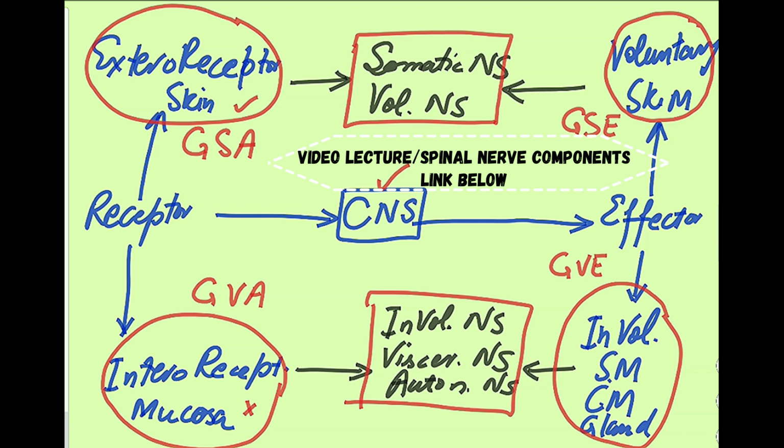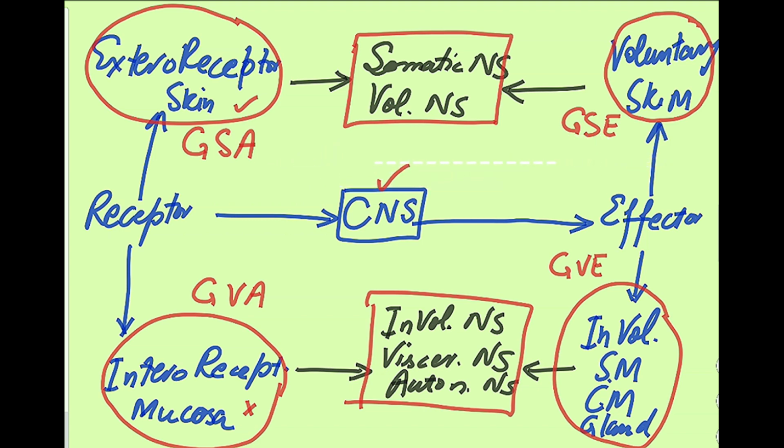Today's lecture, the ascending tracts of the spinal cord, is basically the detail about the general somatic afferent component, how the information travels from exteroreceptors and reaches the central nervous system. The detail of this component is known as the ascending tracts of the spinal cord. That is my today's lecture.